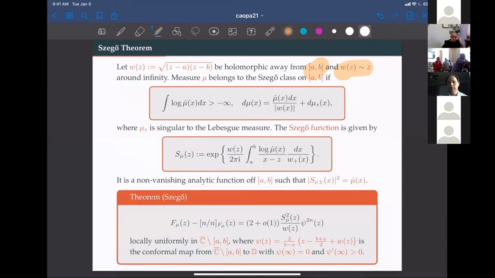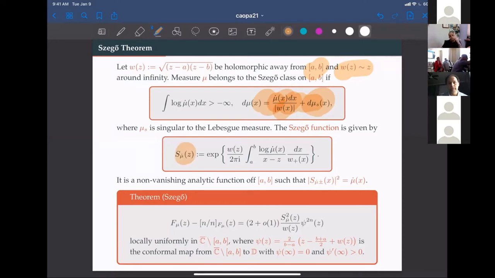Let's take a measure mu on the interval [a,b] and write this decomposition, where mu_s is the singular part, which is singular to Lebesgue measure, and mu' is the Radon-Nikodym derivative with respect to essentially the equilibrium distribution of [a,b]. I'm going to write it as dx divided by the absolute value of w(x). So w(x) has a branch cut there, but the traces from above and below differ by sign, so I take the absolute value, that doesn't matter. So I take this derivative here, and if its log is integrable, then we say that the measure belongs to the Szegő class. When a measure belongs to the Szegő class, we can define the Szegő function of mu'.